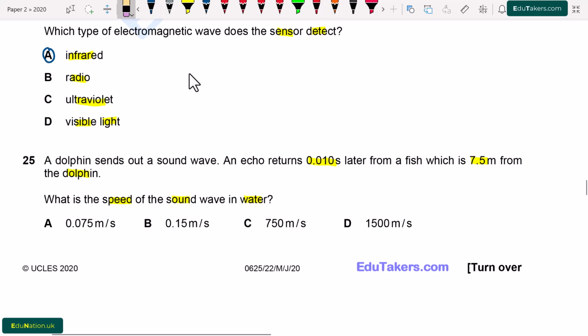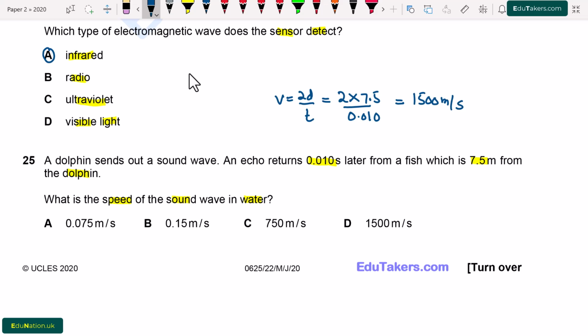So here I use the formula that v is equal to 2d over t. I multiply the distance by a factor of 2 because the sound wave first goes and then comes back. So the speed will be equal to 2 multiplied by 7.5 divided by the time, which is 0.010 second. So v will be equal to 1500 meters per second. From here, option D is correct.